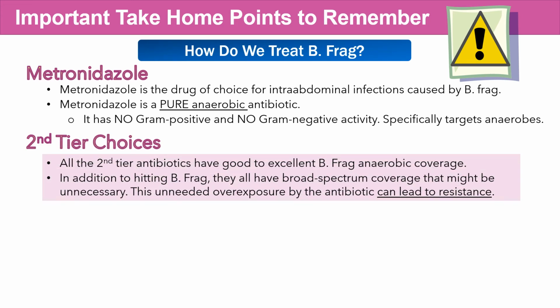When we talk about second-tier choices, all of them have good to excellent B. frag anaerobic coverage. In addition to hitting B. frag, they all have broad-spectrum coverage that might be unnecessary. The expanded bacterial spectrum these antibiotics cover may not be part of the causative agents of the current infection. This unneeded overexposure by the antibiotic can lead to resistance.